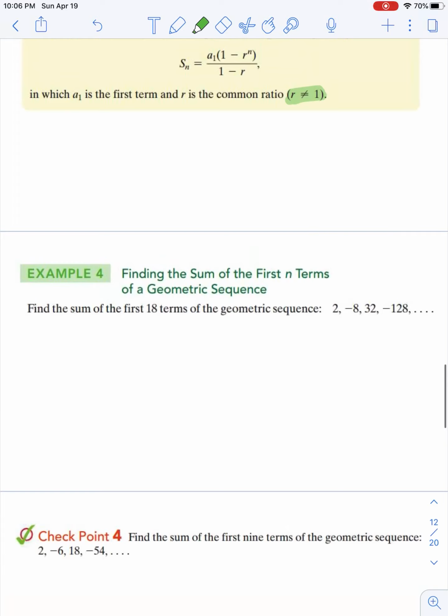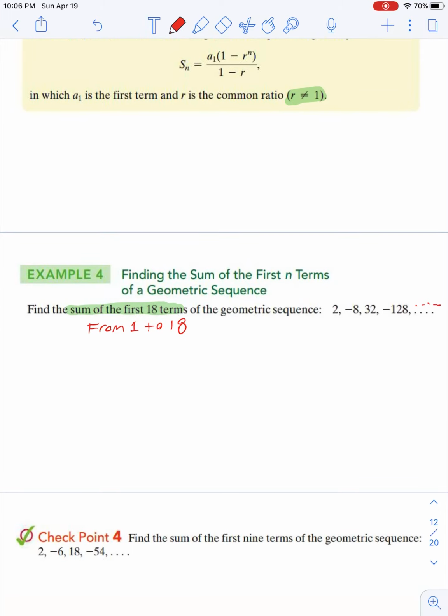So what we're going to do is find the sum of the first 18 terms. So what we're doing is finding the sum from 1 to 18. Now, if we wanted to do that, we'd have to keep multiplying by r, go back and add all 18, but I don't really want to do that. So we're going to follow the same form. We're going to take s sub n equals a sub 1 times 1 minus r to the power of n, all over 1 minus r. And if we plug directly into this, we're going to be able to find our way.